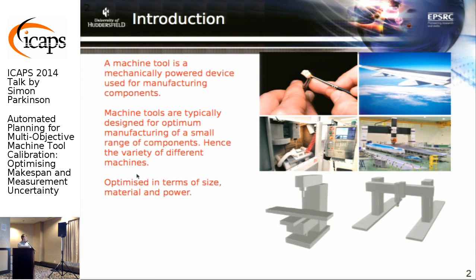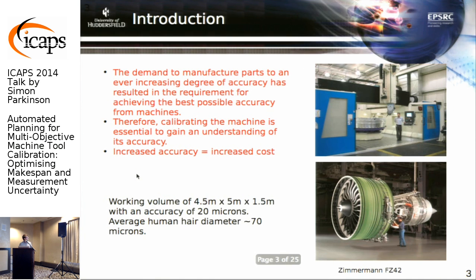There's a whole range of different machine tools out there, and while there are a few readily available pre-selected machine tools, a lot of them are configured to the client's needs and optimized in terms of size, material, and power. The demand, especially in the UK, is moving towards more advanced manufacturing, where we're trying to make things that are more profitable. So we need machine tools that can cater for this requirement.